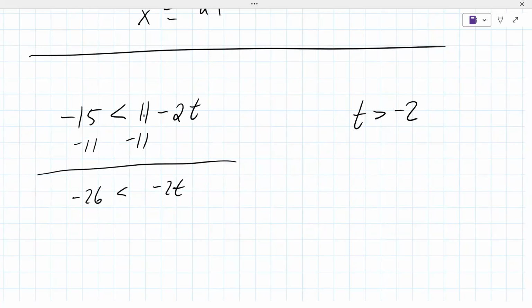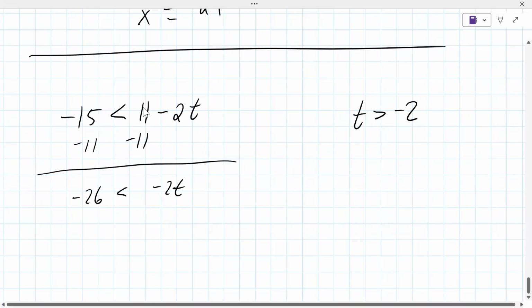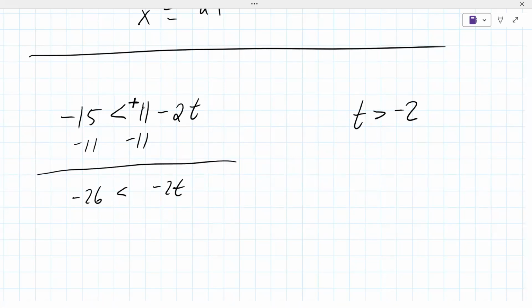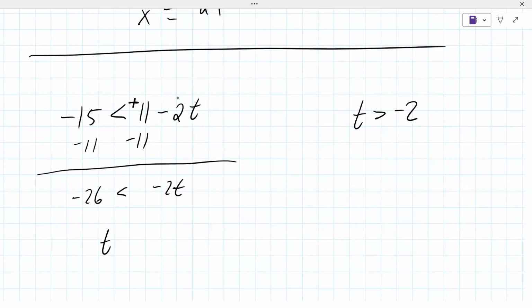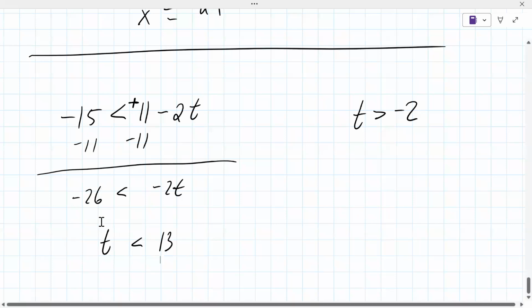Wouldn't it be adding the 11? The 11 is really positive. The negative goes with the 2 to the right here. Oh, okay. So this becomes t when you flip it, less than 13. We'll do another one like this.